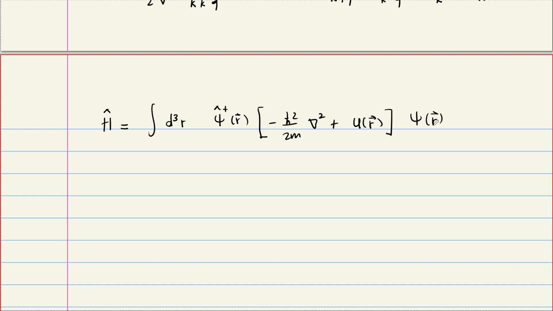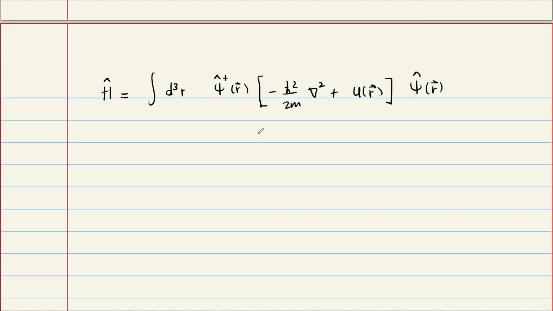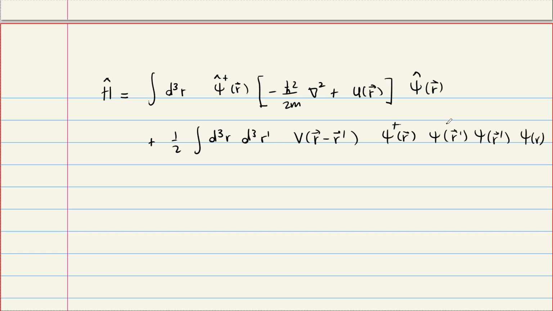ψ(r). This looks awfully like usual quantum mechanics, but we know it is not. It looks innocent and simple, that's why we use it, but we have to keep in mind we are working with a much more complicated object here. And the second one is 1/2 ∫d³r d³r′ V(r−r′) ψ†(r) ψ†(r′) ψ(r′) ψ(r). So these are daggers, and if you want you can also put hats.